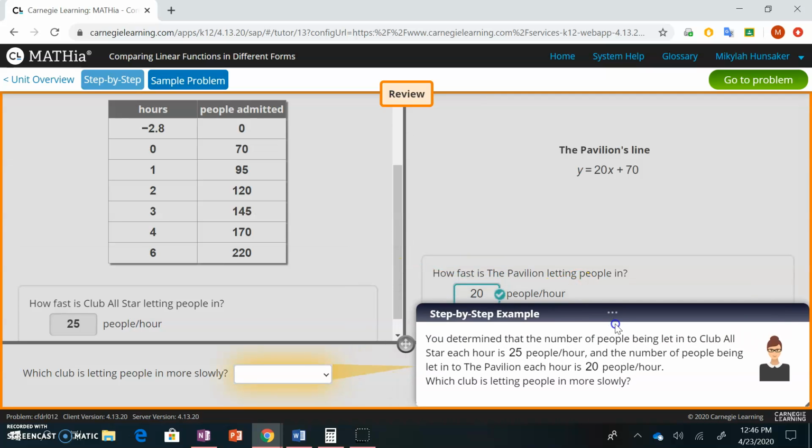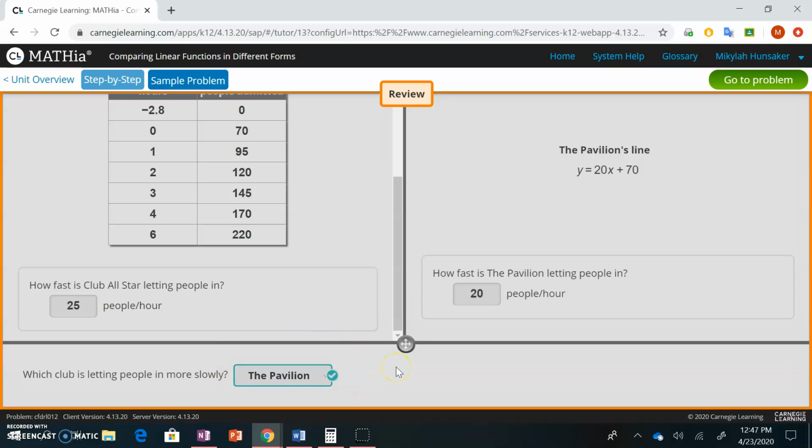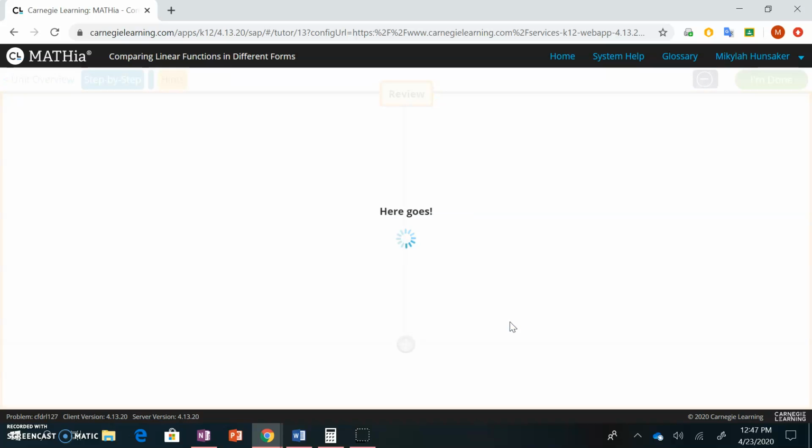Okay, and then our question is, Club All-Star is letting 25 people in per hour. Number of people going into the pavilion is 20. Which one is letting in people more slowly? Since the pavilion's only letting in 20, and this one's letting in 25, the pavilion is letting people in more slowly. So click that one. Awesome. Says we're correct and we're ready to go to our problem.